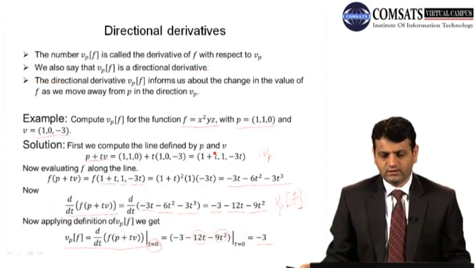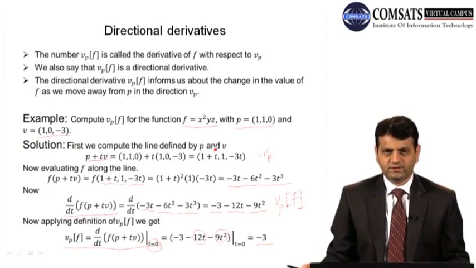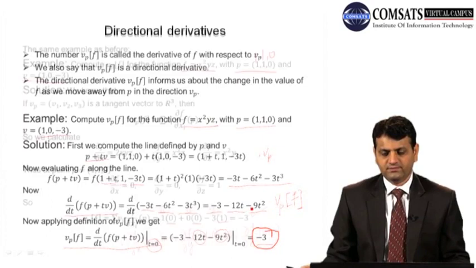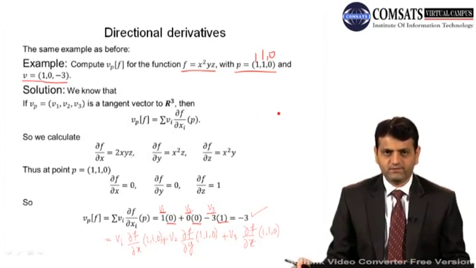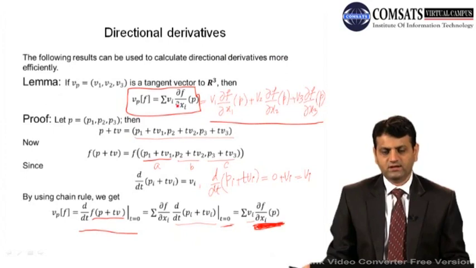And if you remember that when we calculated the directional derivative by definition without using the lemma, it was difficult, and we also remember the answer was -3, which is the same as we calculated by using the lemma. So the answer is same, the directional derivative is same, but the process has been simplified. अब हम आसानी से calculate कर सकते हैं directional derivative using this lemma.